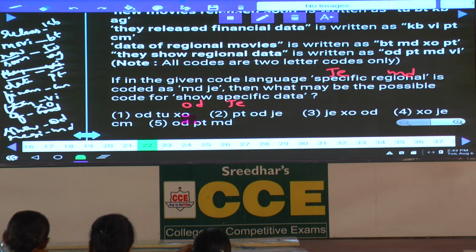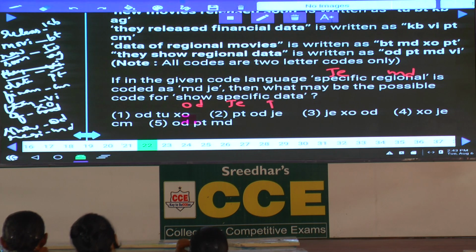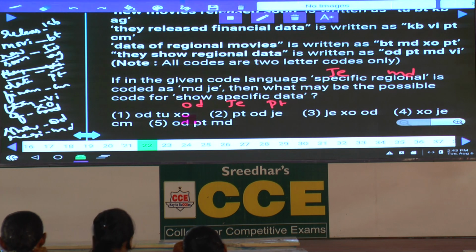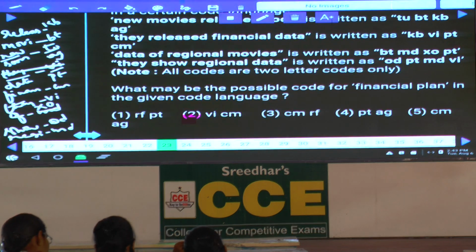Then what is the code for data here? Data is PT. Then what is your answer here? ODJEPT, that is choice 2. 22nd is choice 2. Then 23, what may be the code for financial plan?